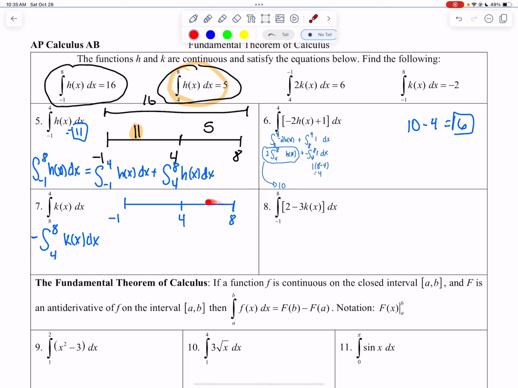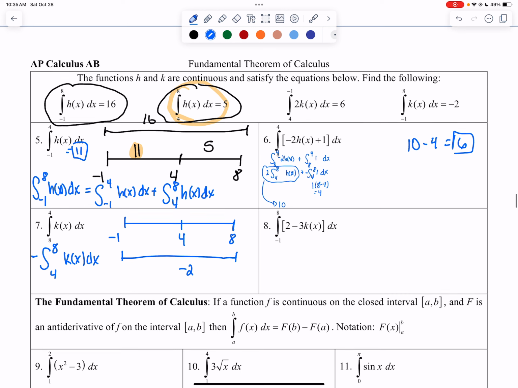I'm trying to figure out what this is right here. I know that -1 to 8 is -2 overall. And I also know this right here, the integral from 4 to negative 1 of 2k of x dx is equal to 6. So what I'm going to do here is bring out the 2, and divide. So now I have the integral from 4 to negative 1 of k of x being 3.